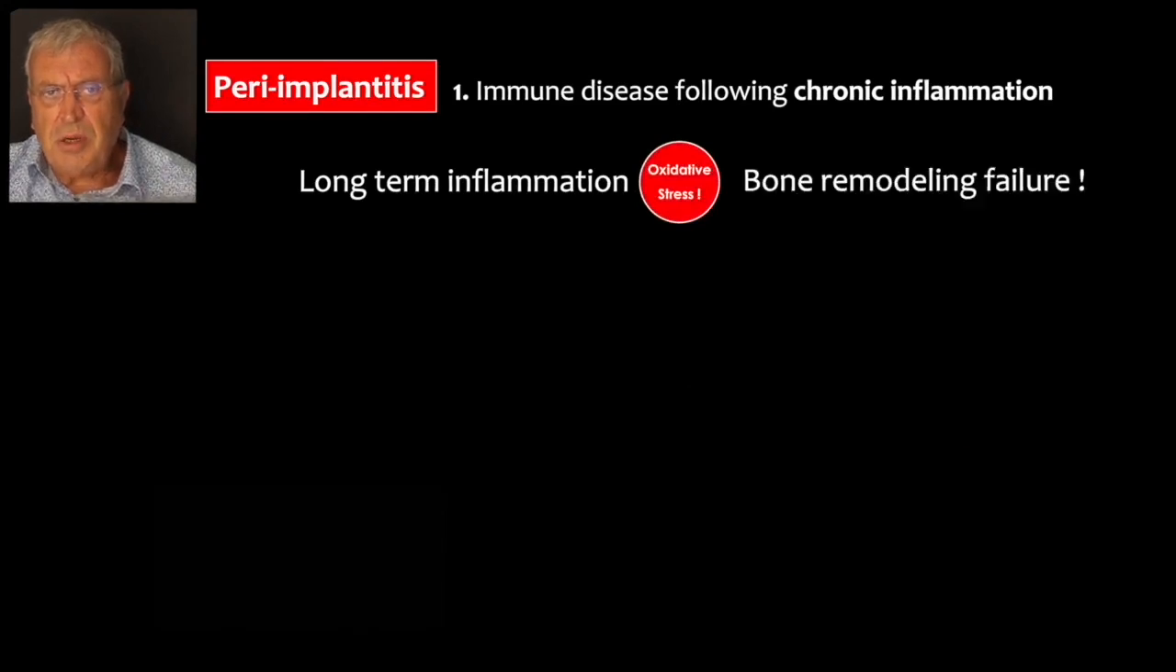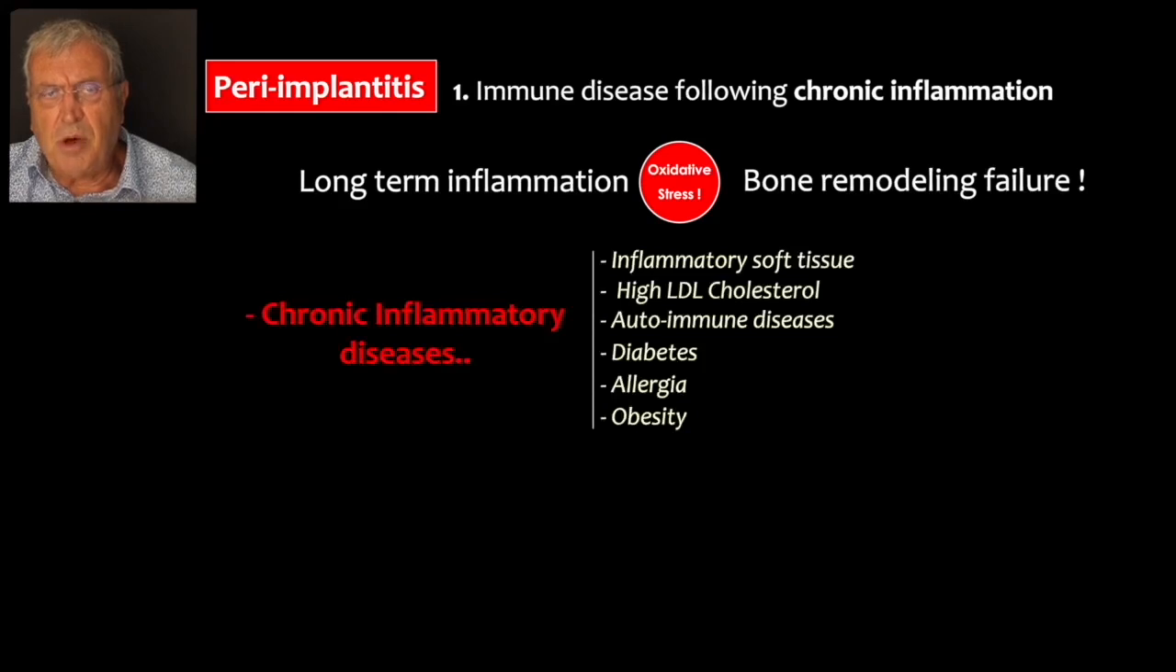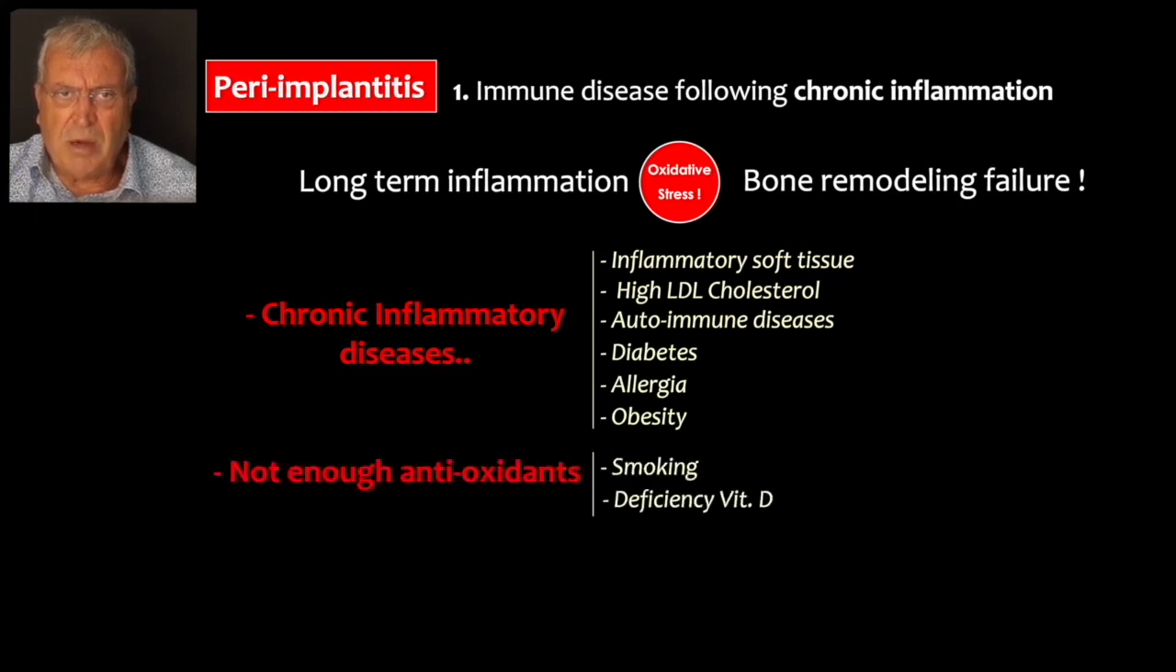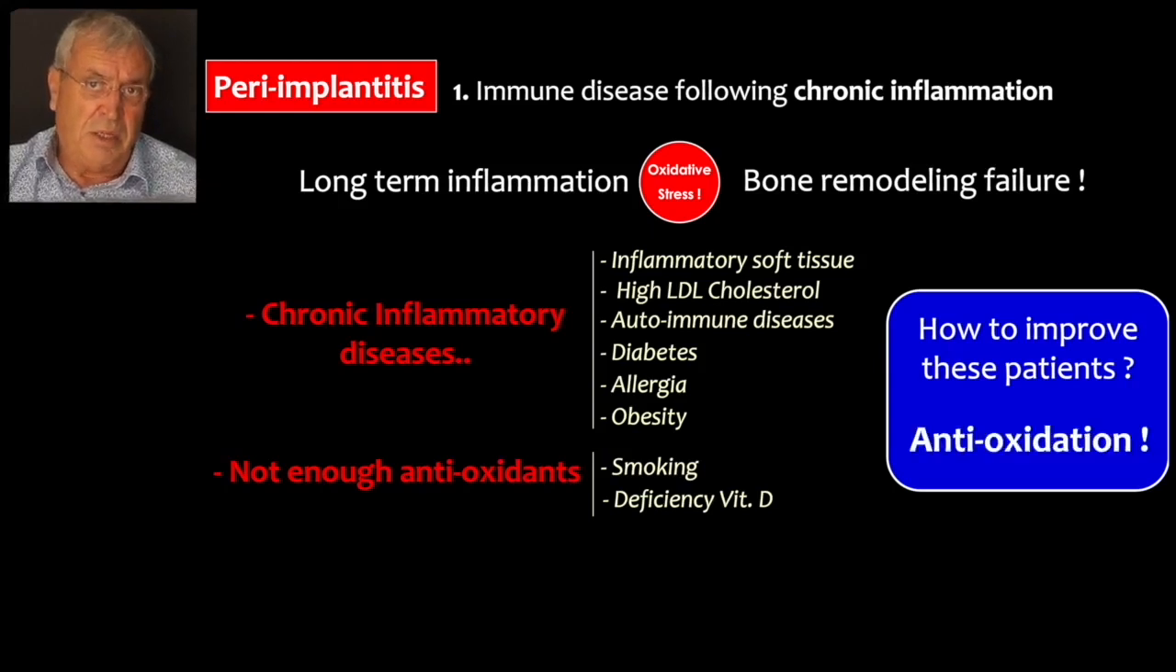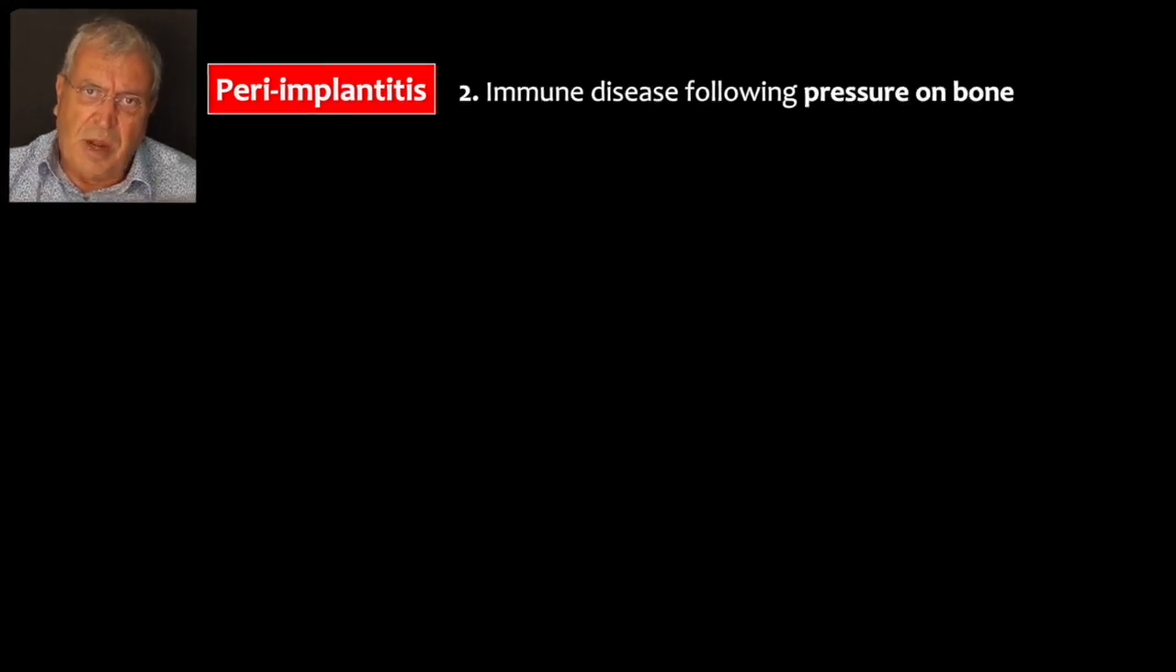Chronic inflammation induces oxidation and bone remodeling failure. We know all the chronic inflammatory diseases: autoimmune, diabetes, allergy, obesity, high cholesterol, etc. We know the situations where there is not enough antioxidant: smoking and deficiency in vitamin D. How to manage these patients? Because they have their chronic disease, only by antioxidation. This is how we decrease the level of inflammation, and this is how we increase the success rate.